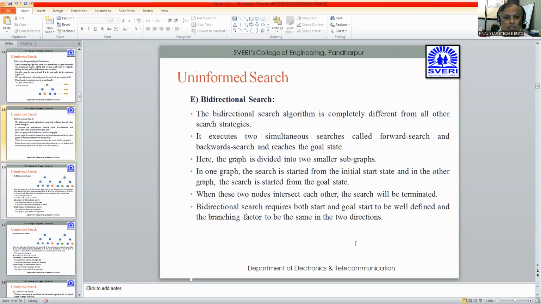Now comes bidirectional search. Now bidirectional search is somewhat different from other types of search algorithms. Actually here we execute two simultaneous searches called forward search and backward search, and then it reaches the goal state. Now what it means, forward and, like, suppose there is A and the first node is A and the last node is G. So what will happen? It will start from A, it will keep on searching, and from G it will keep on searching. The search will start from both sides.